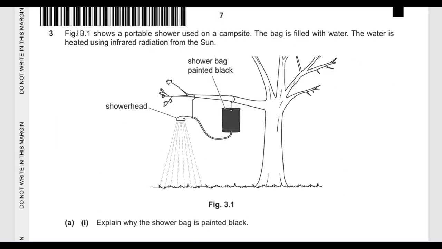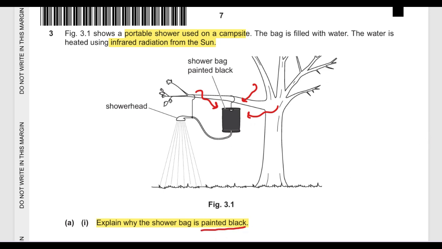Okay, the next question is saying figure 3.1 shows a portable shower used on a campsite. The bag is filled with water and the water is heated by using IR radiations of the sun. So this is a shower and this is the setup. Explain why the shower bag is painted black. So there are infrared radiations that are falling on this bag and this bag is being heated up. Why is this painted black?